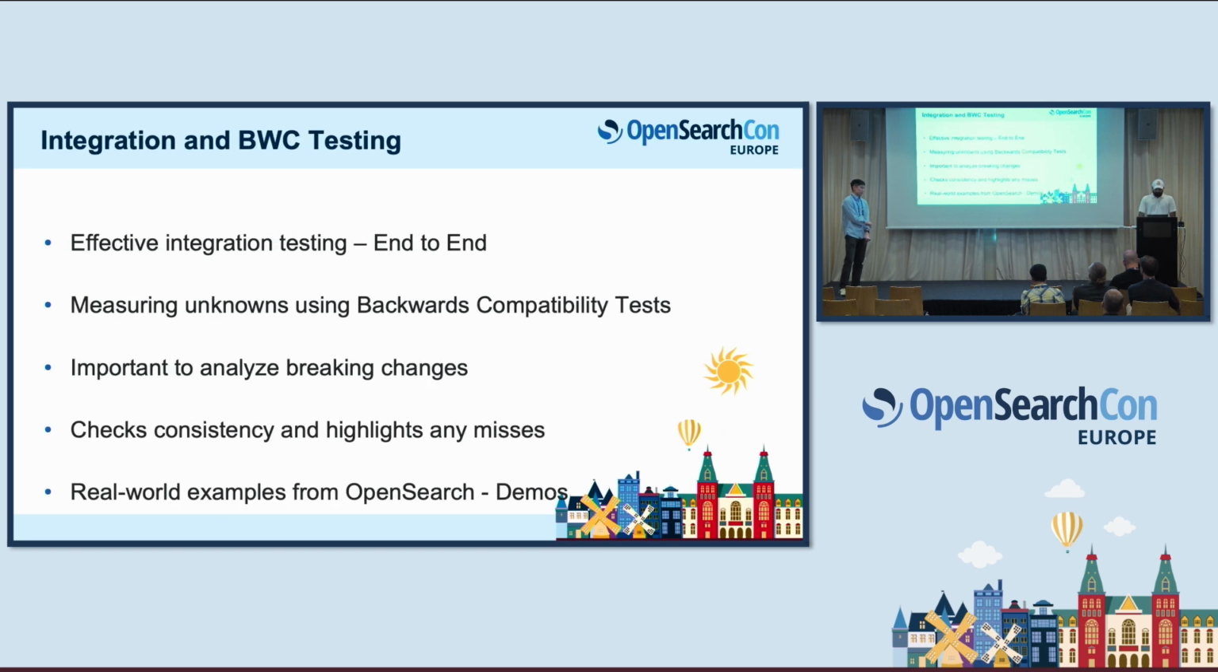For integration testing, it's an extension of unit tests where it checks the validity of the features end to end. However, these integration tests do not account for the unknowns that were introduced over time. That's where backwards compatibility tests chime in. BWC tests, or backwards compatibility tests, catch any subtle changes that may have gone unnoticed during those upgrades. It's very important to analyze those breaking changes to catch them early, because these issues can lead to degraded performance or even a broken cluster down the line for the next major release.